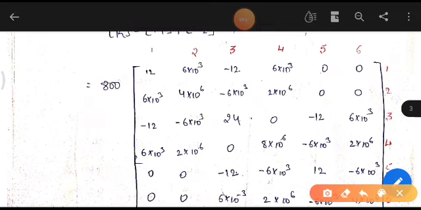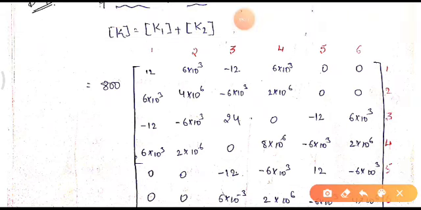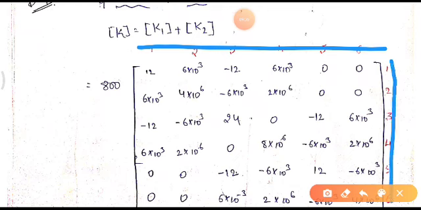Clear? Once we write this, first we need to write these things, vertical as well as horizontal. Once we define this, next we need to define the elements. How to define the elements? In the previous video, I have explained very clearly. Here once again we'll see.